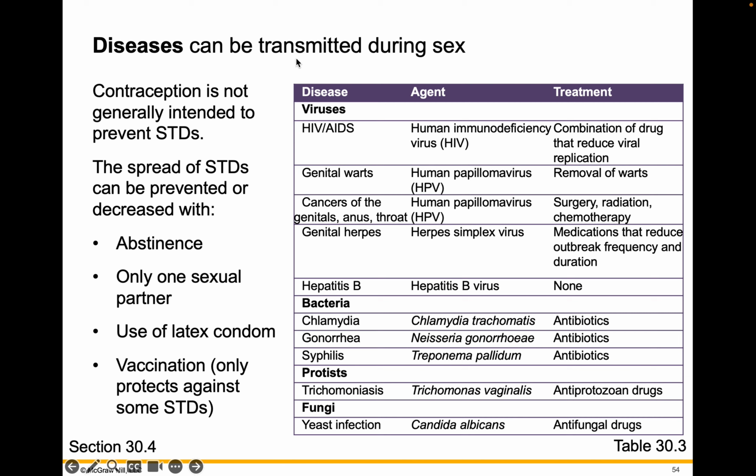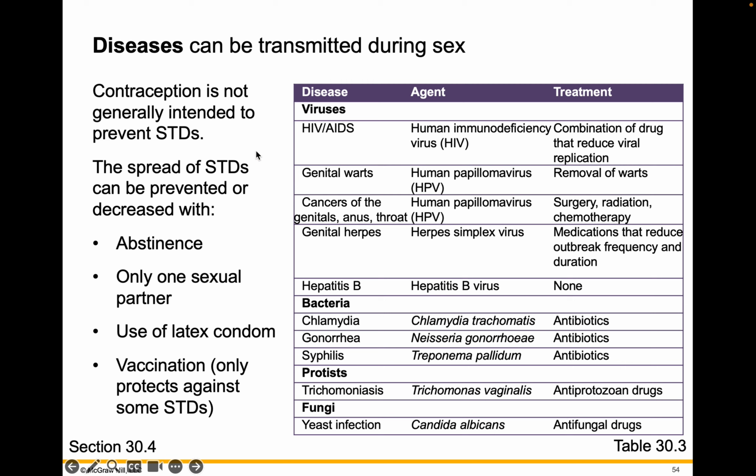All right, so I did mention STIs. Diseases can be transmitted during sex, and contraception is not generally intended to prevent sexually transmitted disease. Contraception is intended to prevent pregnancy. The spread of sexually transmitted disease can be prevented or decreased with abstinence. If you have only one sexual partner, so if you're mutually monogamous, using condoms has a large role to play in preventing the spread of disease. And vaccination, but we only have vaccines to protect against a handful of STDs.